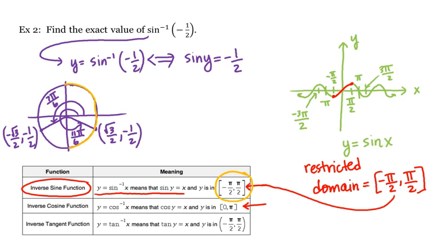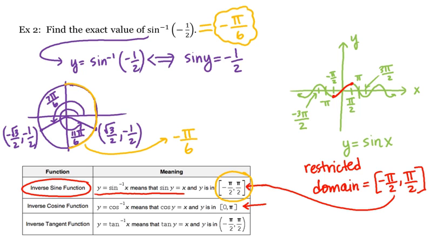So what we need to do is find the angle that is coterminal with 11 pi divided by 6, whose sine is equal to negative 1/2. And that angle would be negative pi divided by 6, which is our answer. So let's write that here, negative pi divided by 6.